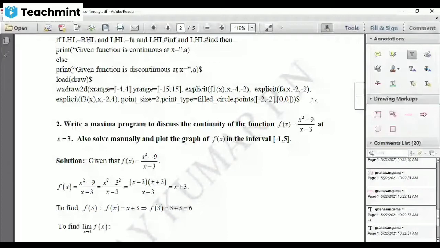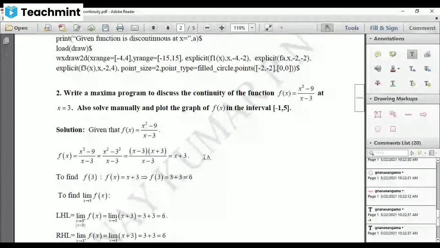All right, let's move on to the next example. Write a Maxima program to discuss the continuity of the function f of x equal to x square minus 9 divided by x minus 3 at x equal to 3. Also solve manually and plot the graph of f of x in this interval.